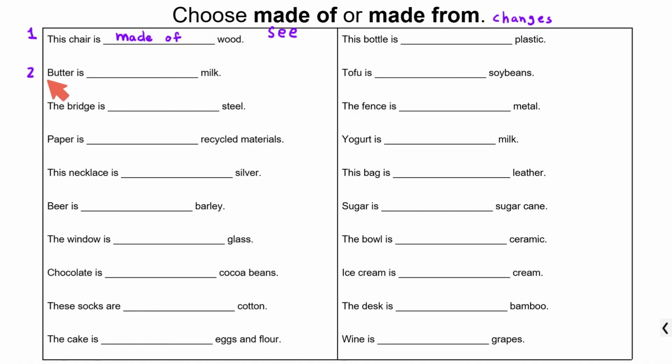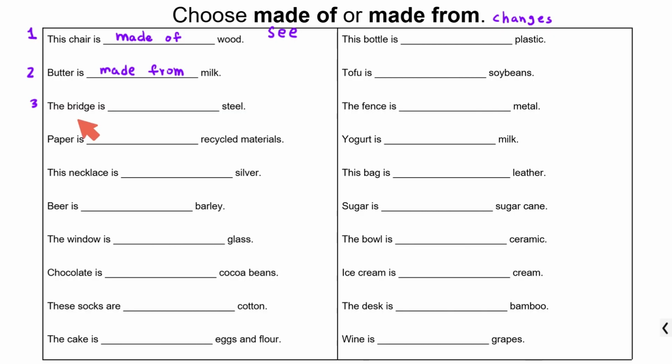Let's move on to number two. Butter is blank space milk. Well, butter is made from milk, because the material changed. The original material is milk, so it changed to butter.